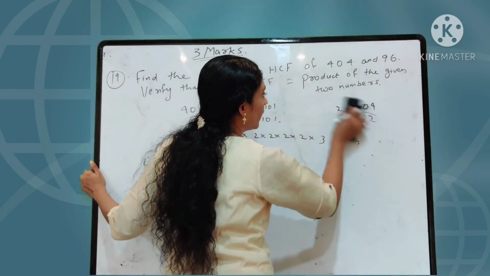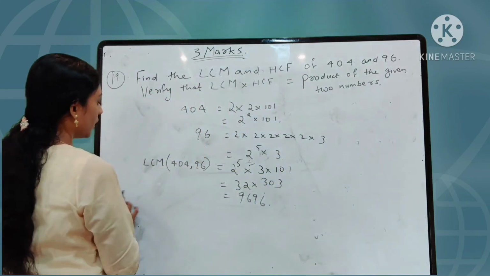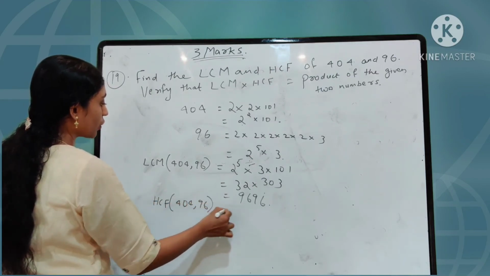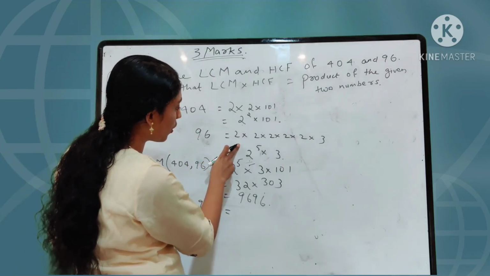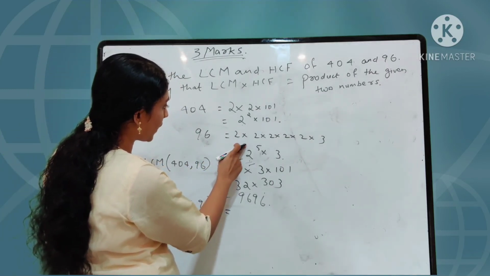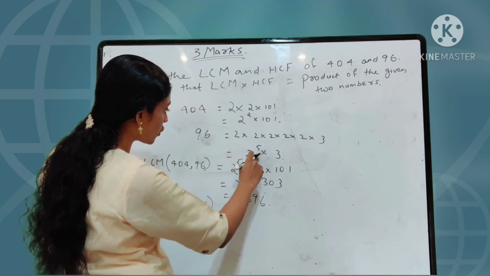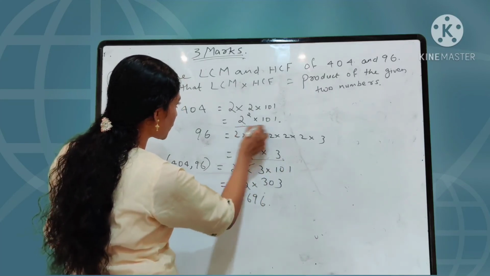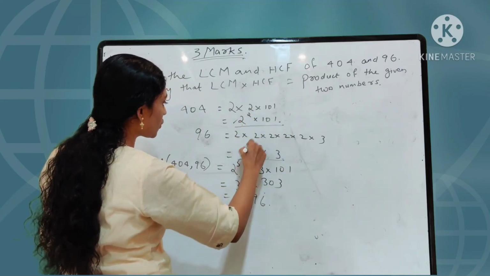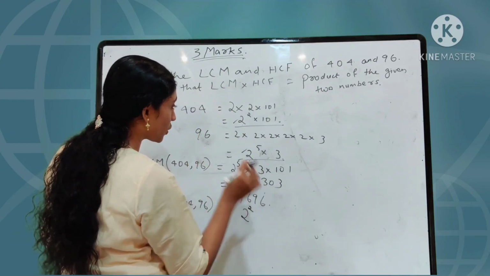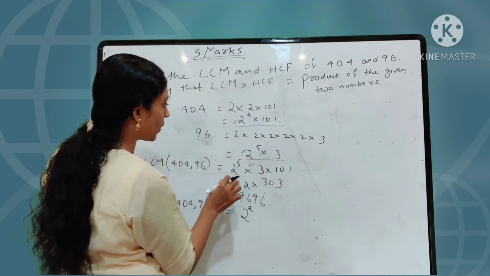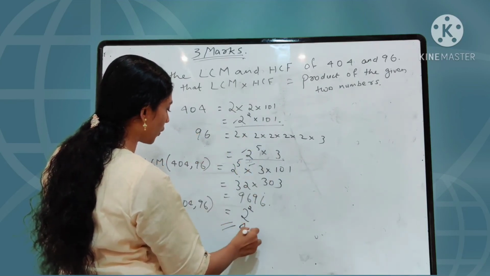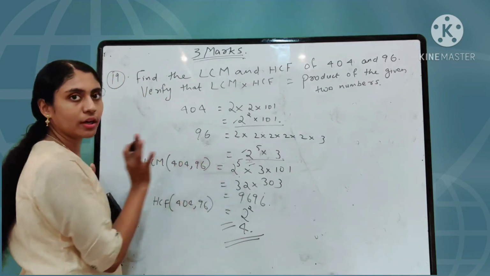Now we have to find the HCF of 404 and 96. It is the product of the lowest power of common prime factor, right? And which is the common prime factor? 2. Here it is 2 raised to 5 into 3. Here it is 2 square into 101, right? And about 2 square and 2 raised to 5, compare it, 2 square. Product of the smallest power of the common factor. And 101, 3 we are not taking, right? So 2 square it is 4. So HCF we got 4 and LCM we got 9696.